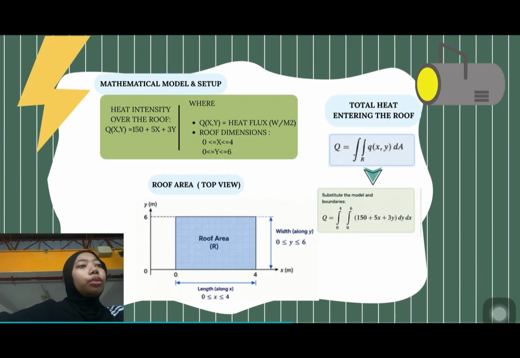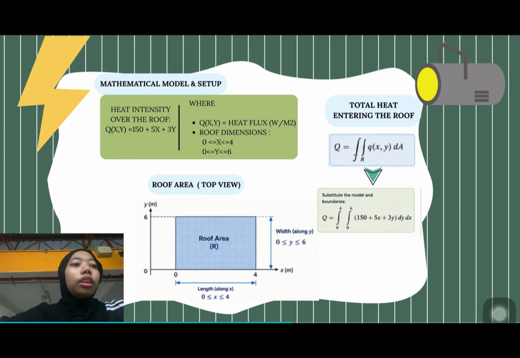To model this situation, we assume the heat intensity over the roof is given by Q(x,y) = 150 + 5x + 3y. Here, Q(x,y) represents the heat flux measured in watts per square meter. The variables x and y represent the position on the roof. The roof has dimensions of 4 meters in the x direction and 6 meters in the y direction.